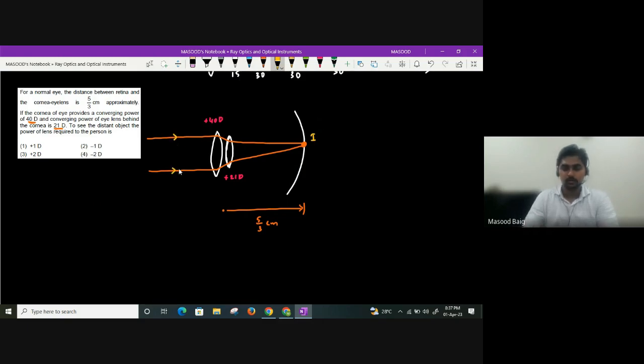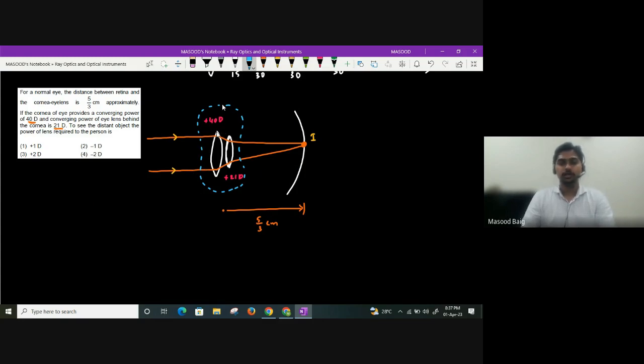Right. Now, I don't know, let us forget about the effective power of our eye. Let us forget about this. I'm not talking about it, it is given as 40 and 21. Let us forget about it. We know the distance between the combination of cornea and eye lens as well as the retina is 5/3 centimeters. Where is the object for this combination?